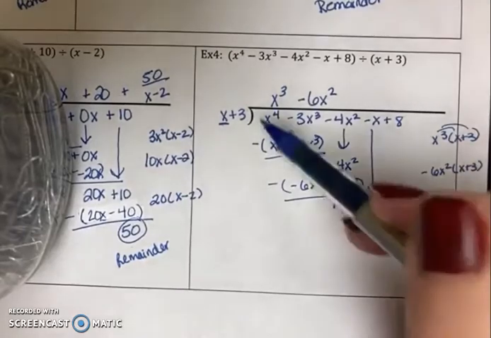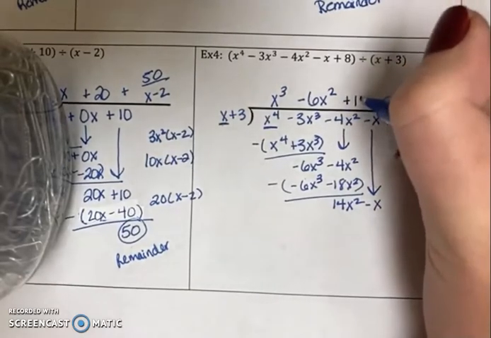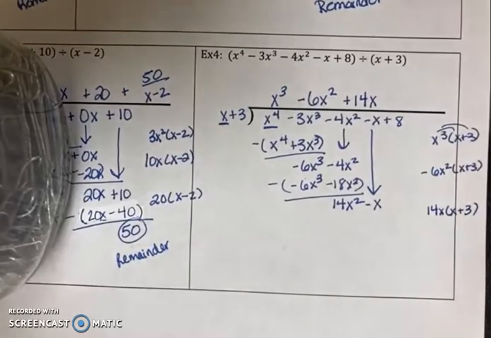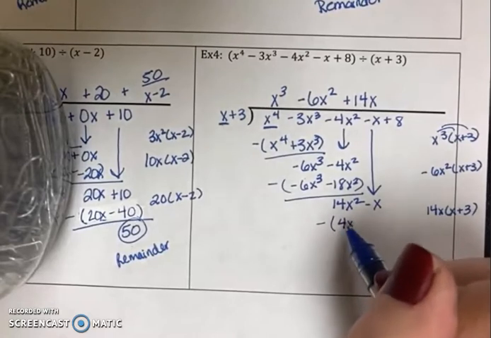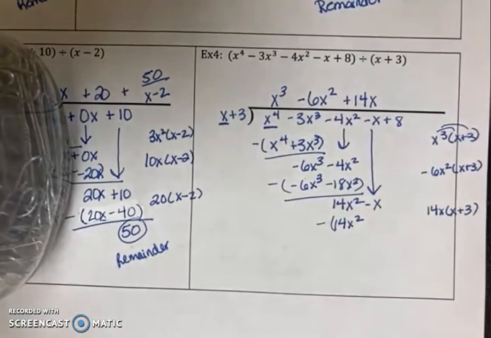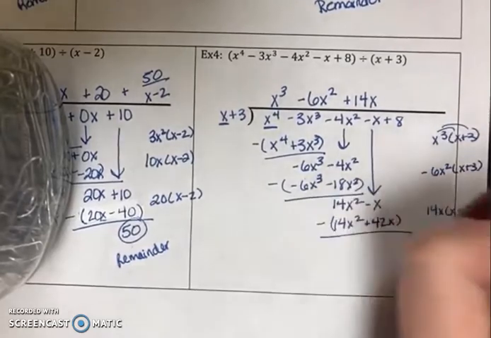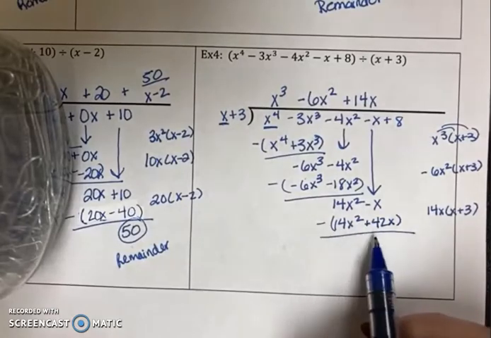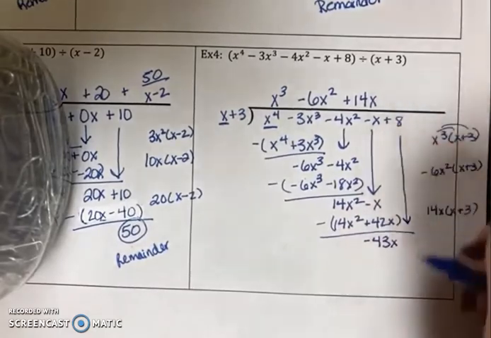I now need to ask myself, x times what will give me 14x squared? And the answer to that is a 14x. That is what I'm multiplying the divisor by. So that would become 14x squared. And then 14 times 3 would be 42. So I put plus 42x. These would cancel out. I have a negative x minus a 42, so that becomes a negative 43x. Bring down the 8.